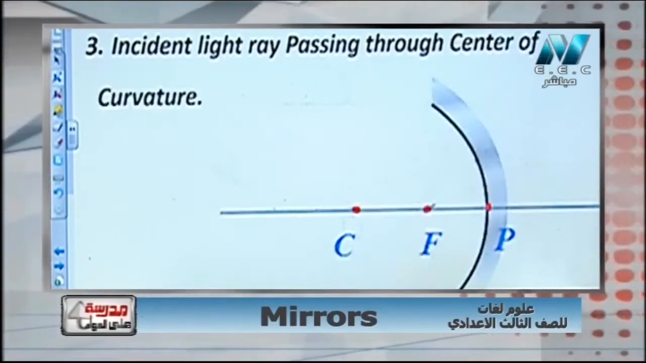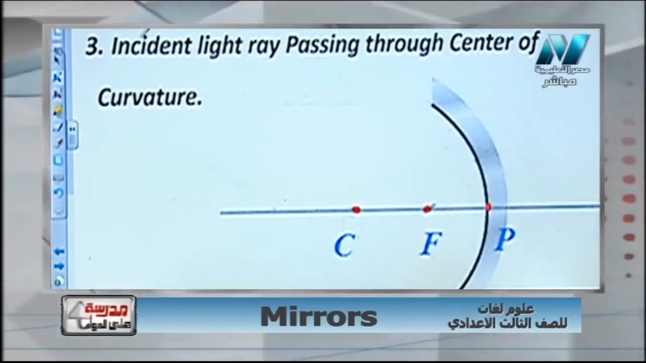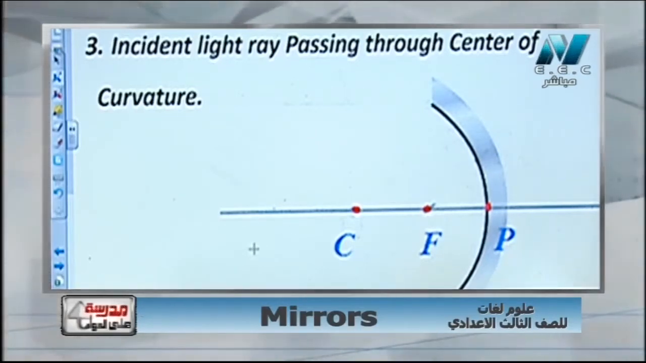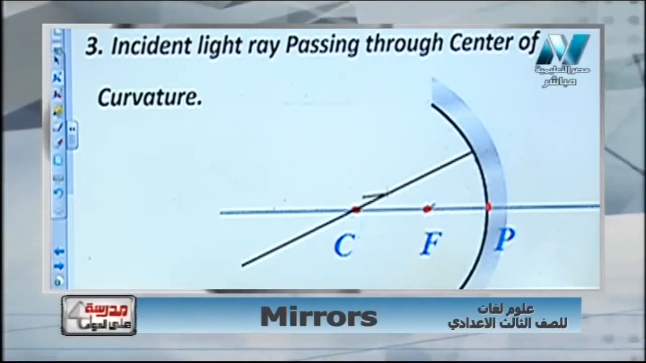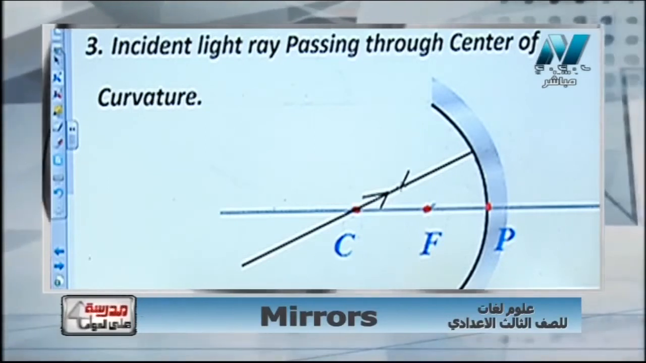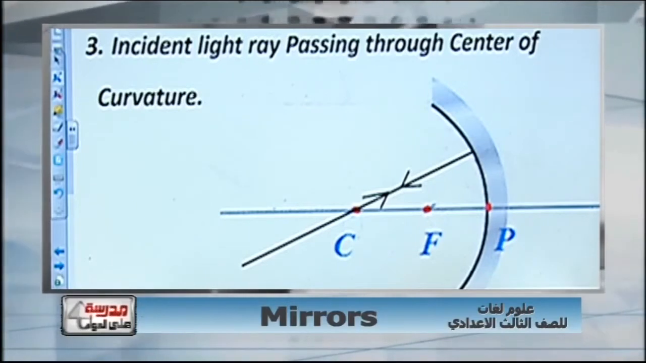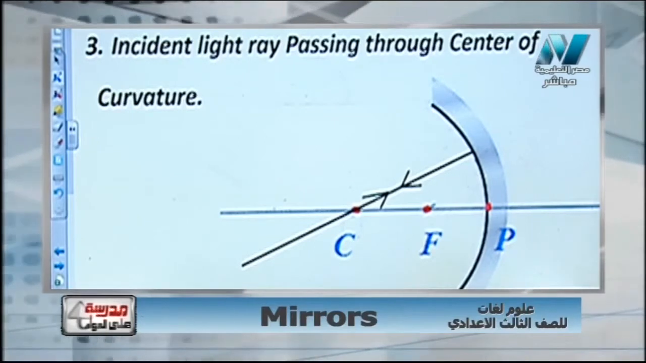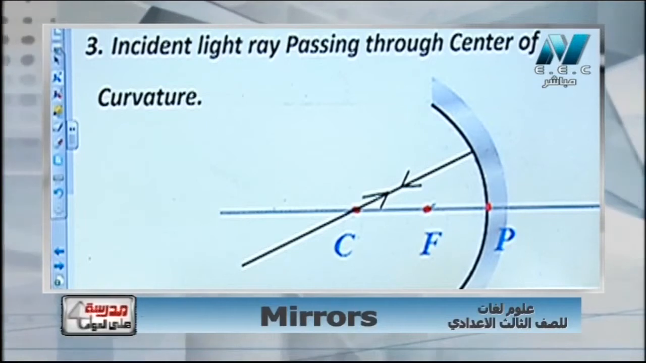The next rule is what? Incident light ray passing through the center of curvature of the spherical mirror. Here we have a spherical mirror, a concave mirror. So the light ray falls through the center of curvature. In this case the light ray will reflect on itself. Why? Because the angle of incidence equals the angle of reflection equals 0, as we studied before in second prep, and now in third prep, but in the spherical mirror.